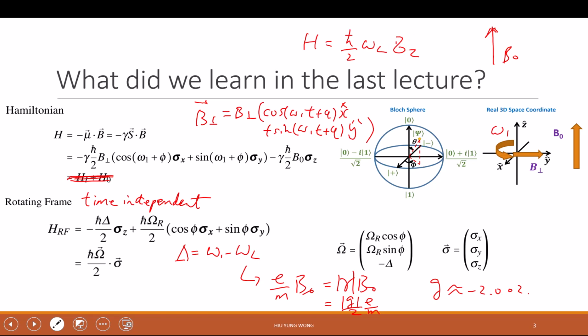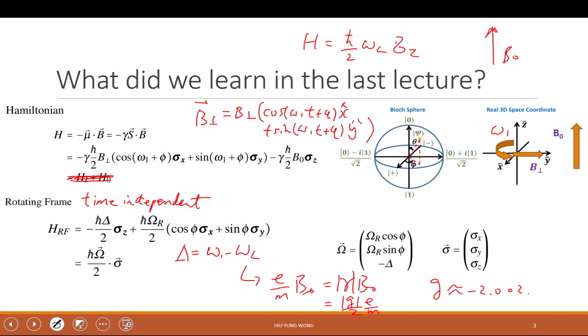So you can imagine if we generalize it, every one of these terms is just like this. We have some angular frequency that's rotating. Here I have omega R, which turned out to be the Rabi frequency.